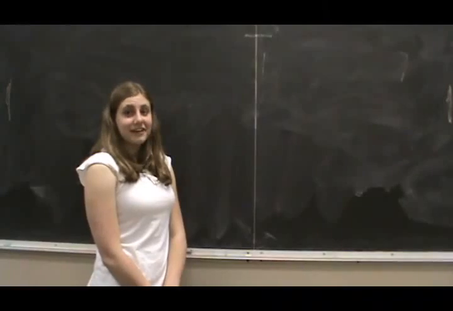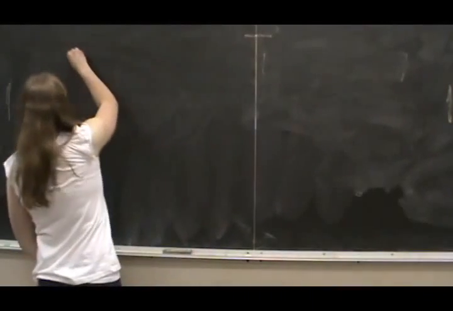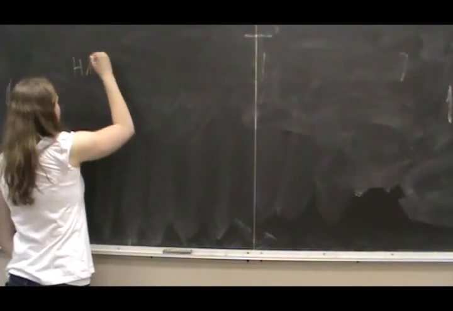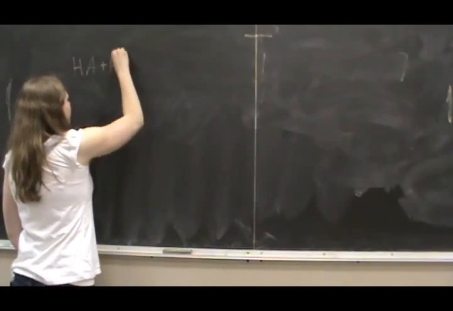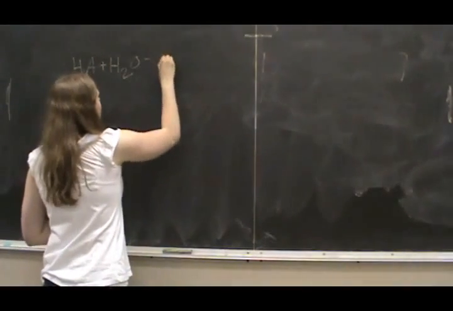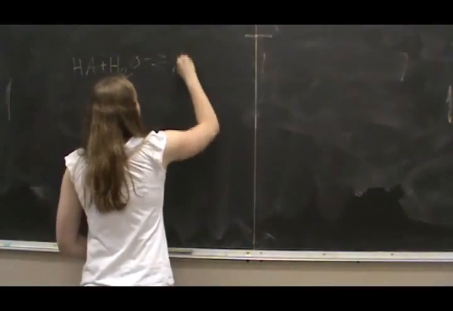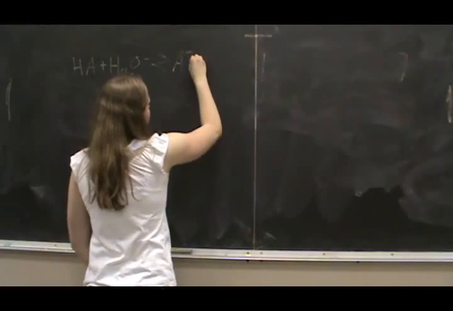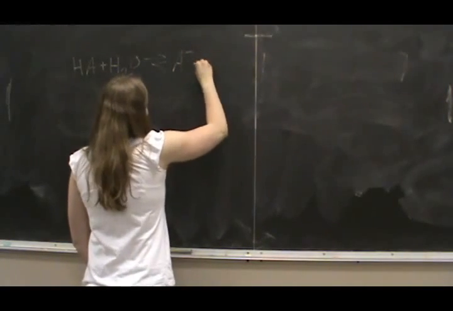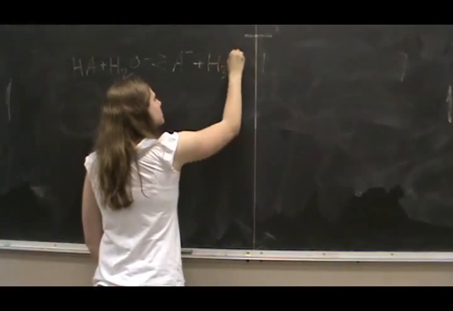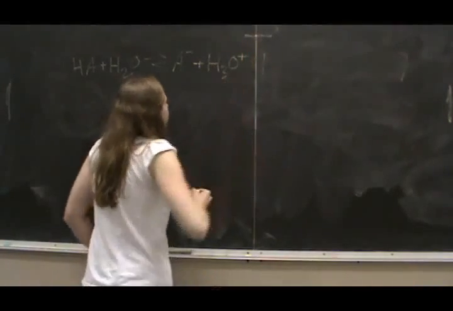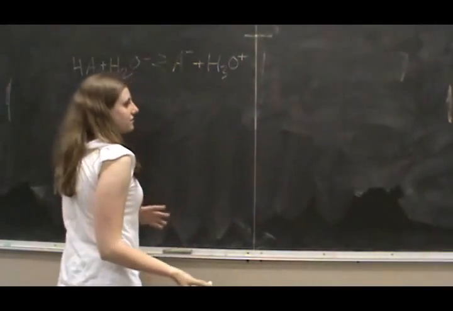Now that we've learned about solubility, let's learn about acids and bases. Okay, so we have a weak acid, which we'll call HA, in water. So we will have a result of a conjugate base, which we'll call A minus, and hydronium ion, which is H3O plus, and H3O plus and H plus can be used interchangeably.